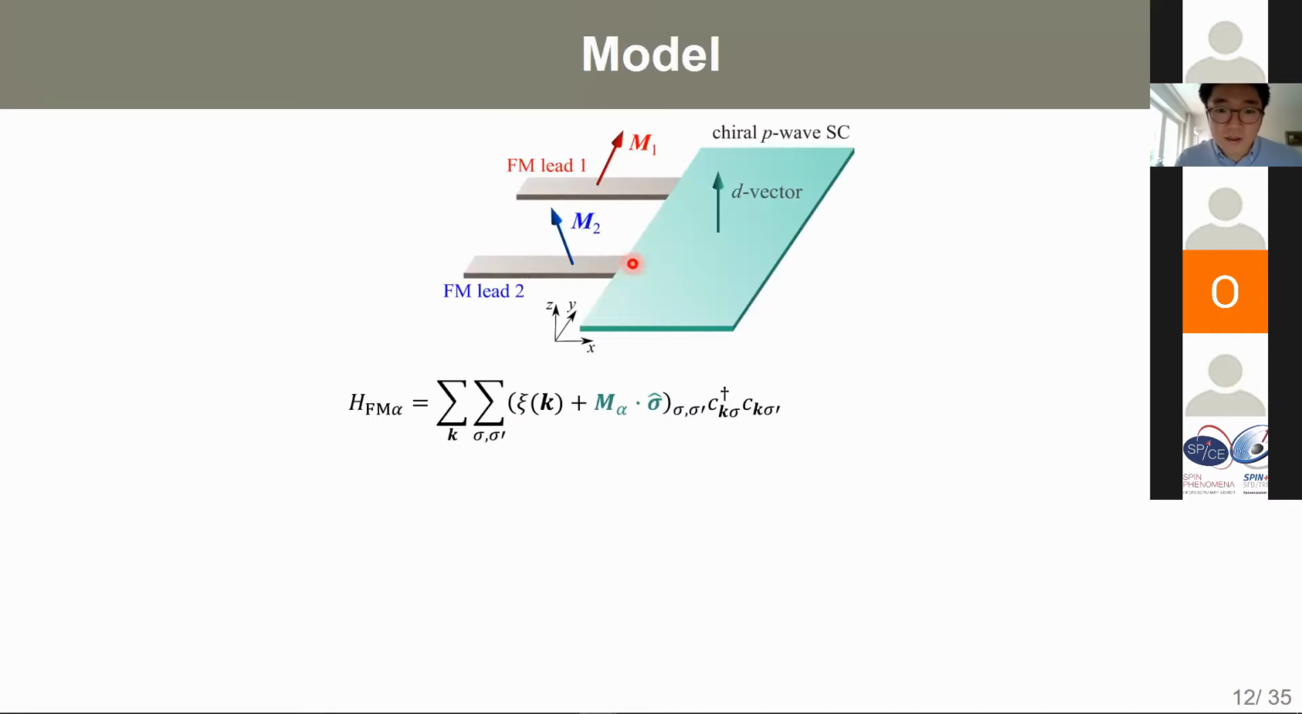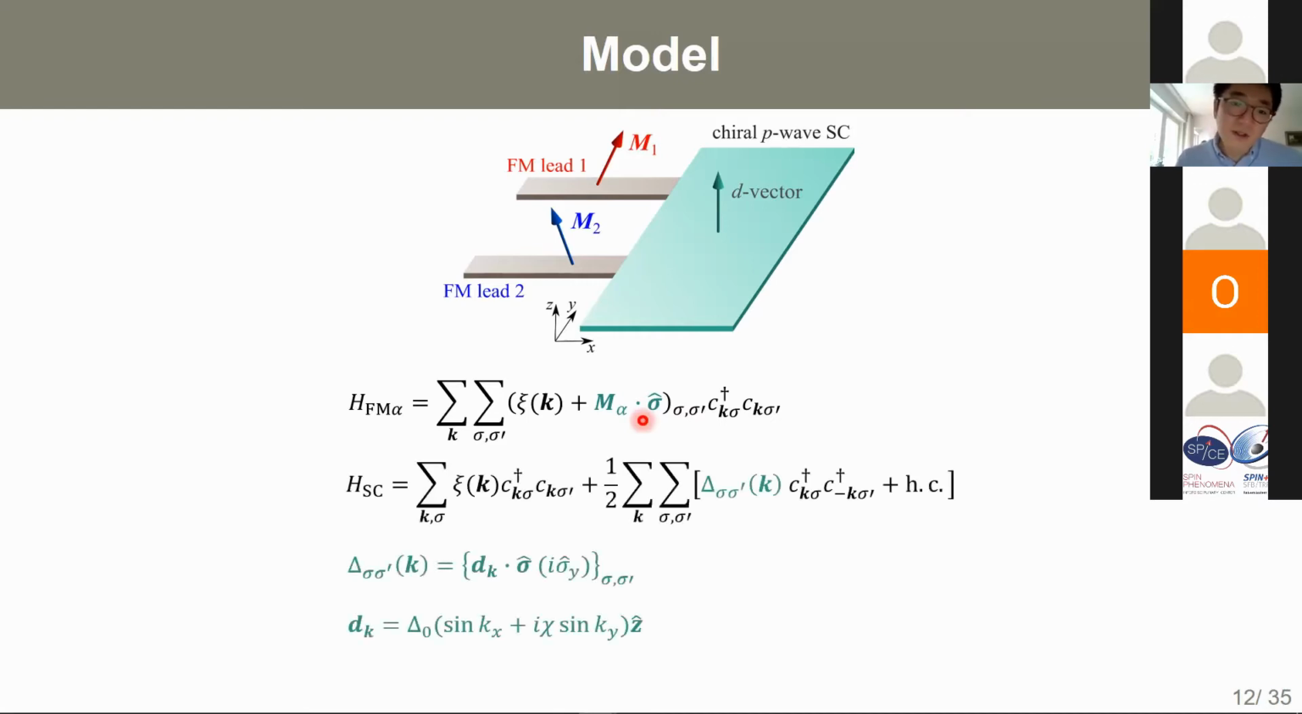So first, I'd like to explain our model. I just use a very simple single-band model for describing this junction. For the ferromagnetic leads, we just put the exchange potential here. And the direction is not fixed at present. This is just like parameters. And the superconducting segment is described by the BdG Hamiltonian, given like this. And here we find the pair potential of the chiral p-wave superconductor. And the d-vector, which characterizes the spin configuration of the spin-triplet Cooper pair, is in this case fixed to be around the z-axis.